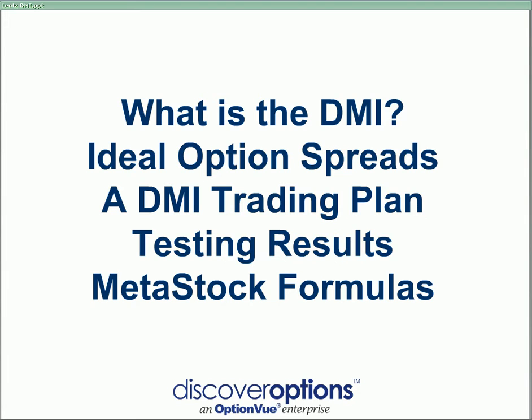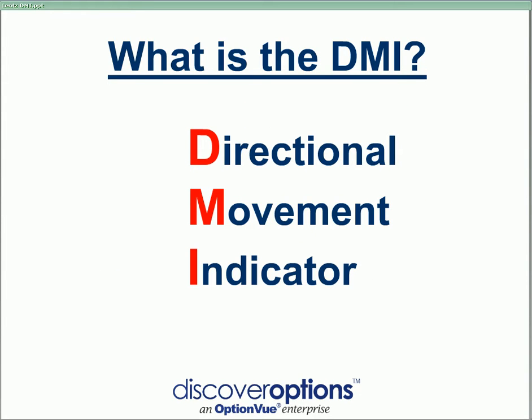Now, we can measure trend in a variety of ways. But what we're going to look at today is five different items. What is the DMI? We'll look at ideal option spreads to combine with the DMI signals. We'll look at a detailed DMI trading plan, some testing results, and then I have some MetaStock formulas to show you so that you can use an expert and scan the markets as well. Then I'll take questions at the end.